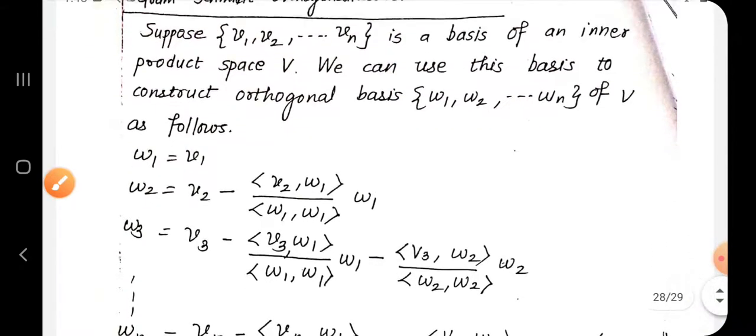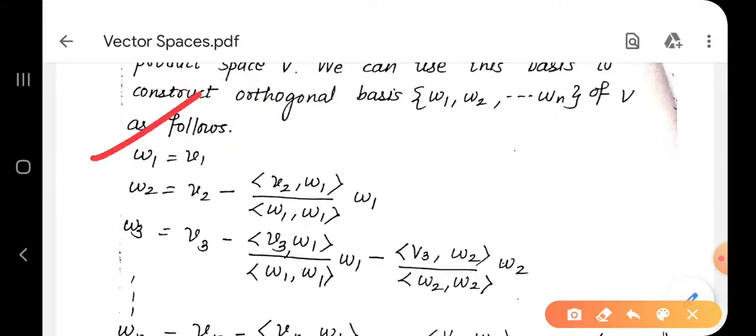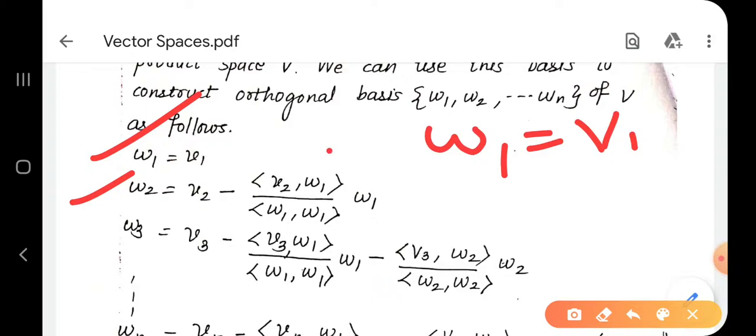Now what is the procedure? How are we going to construct it? Simple. Take w1 equal to v1. The first vector we take as it is. Now for the second vector, see carefully and try to understand: w2 is equal to v2 minus the inner product of v2 and w1, divided by the inner product of w1 with w1, times w1.